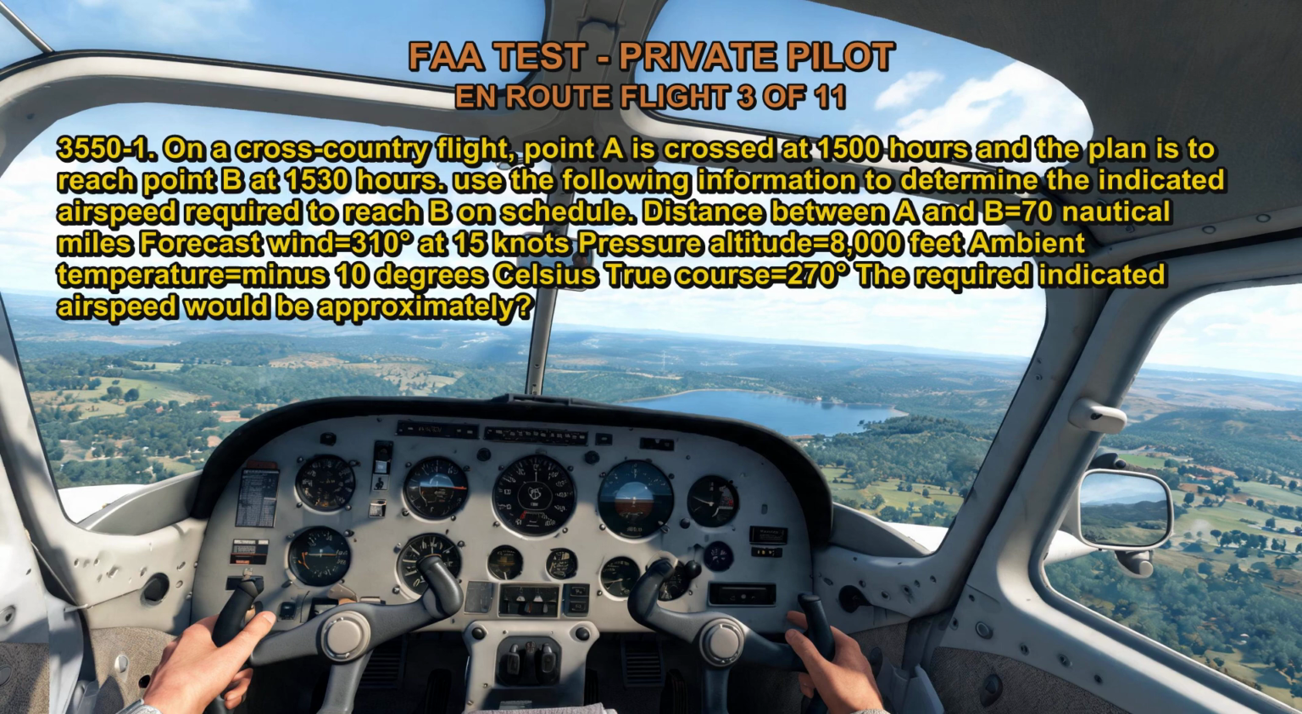3550-1. On a cross-country flight, point A is crossed at 1500 hours, and the plan is to reach point B at 1530 hours. Use the following information to determine the indicated airspeed required to reach B on schedule. Distance between A and B equals 70 nautical miles. Forecast wind equals 310° at 15 knots. Pressure altitude equals 8,000 feet. Ambient temperature equals -10°C. True course equals 270°. The required indicated airspeed would be approximately A. 126 knots. B. 137 knots. C. 152 knots.